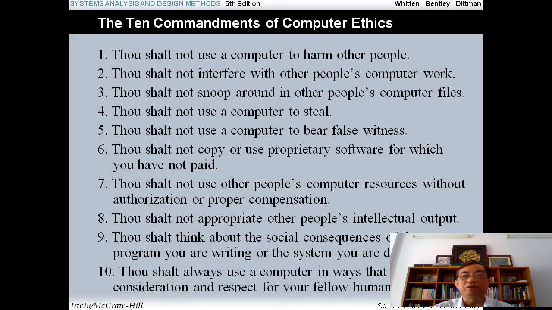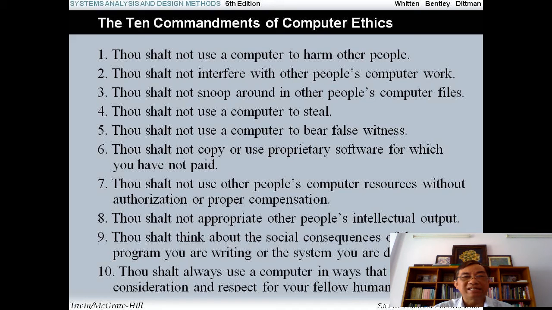You shall not use a computer to steal. You shall not use a computer to bear false witness. You shall not copy or use proprietary software for which you have not paid. You shall not use other people's computer resources without authorization or proper compensation. Thou shalt not appropriate other people's intellectual output.